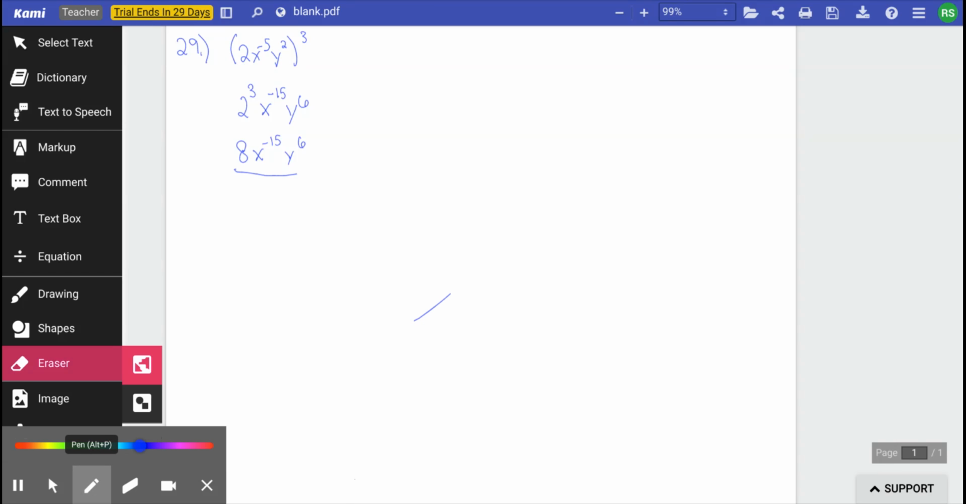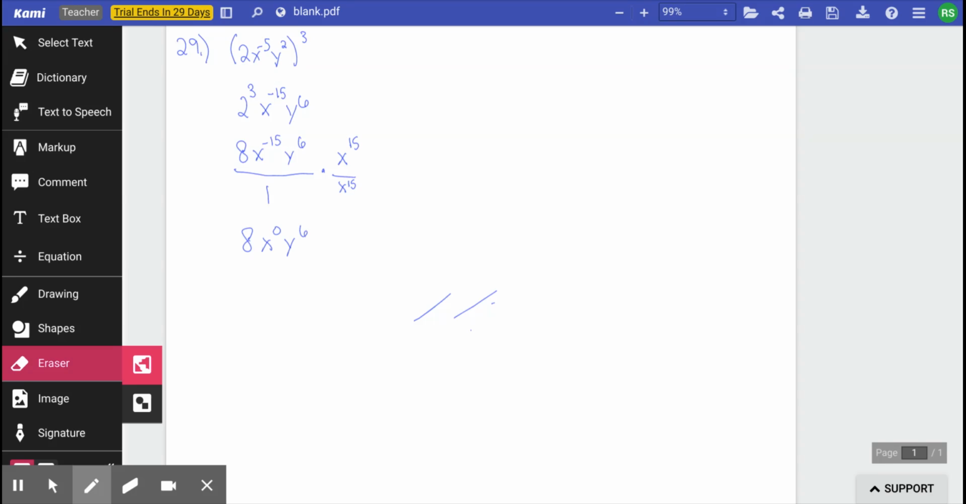So we're going to make that a fraction, and we're going to multiply by a version of 1. We're going to multiply by x to the 15th over x to the 15th. Now in the numerator, we have 8x to the 0th, y to the sixth, over x to the 15th. Recall that anything raised to the 0th power is 1. So we have 8 times 1, which is 8, y to the sixth, over x to the 15th.